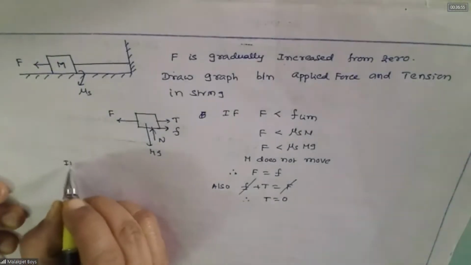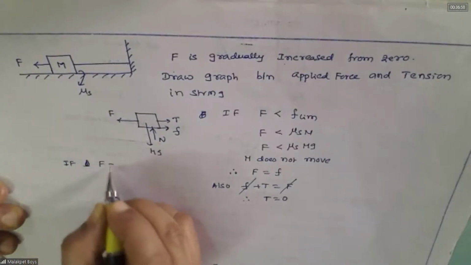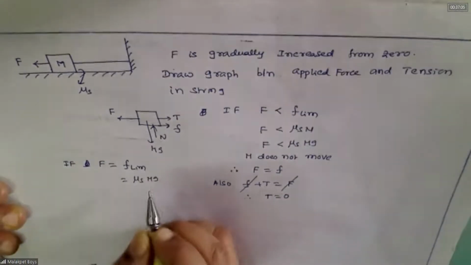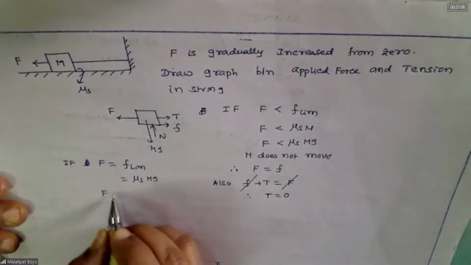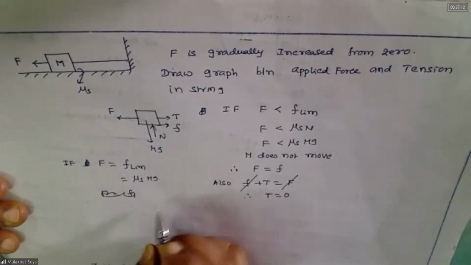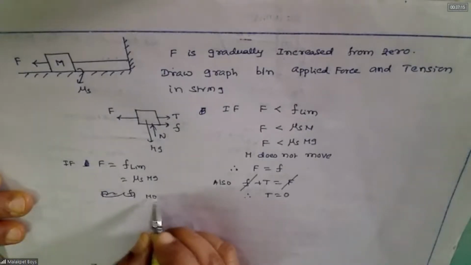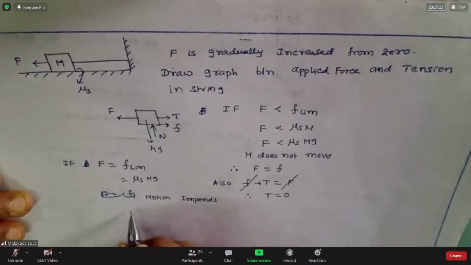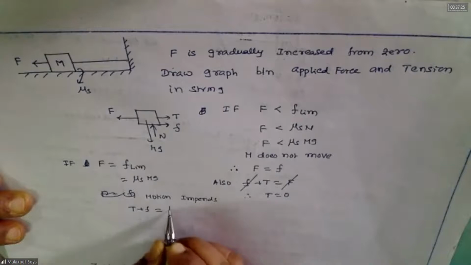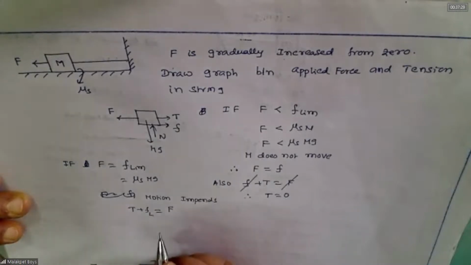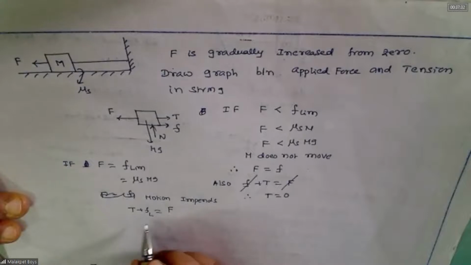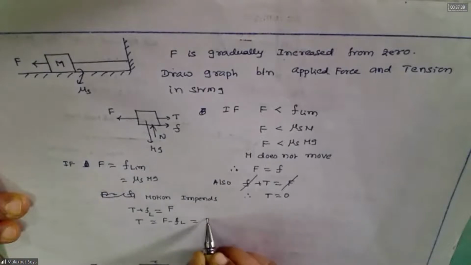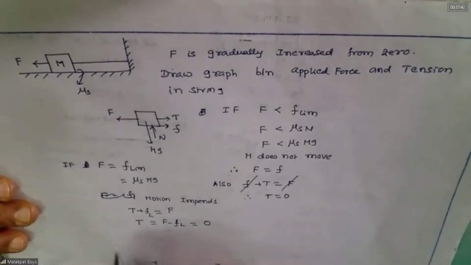Now if force of friction equals limiting friction, then what will happen? Then body motion impends, no? Do you agree with this? So therefore, here also what is the tension still? Zero, no? Yes, sir.